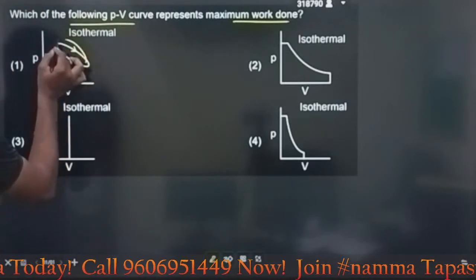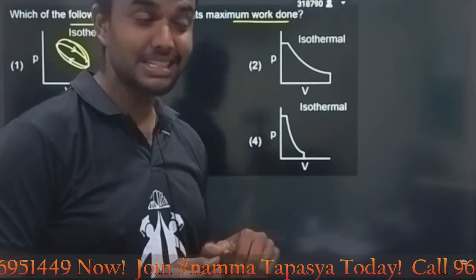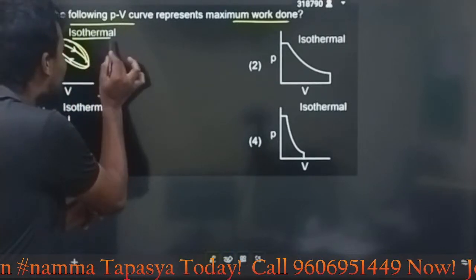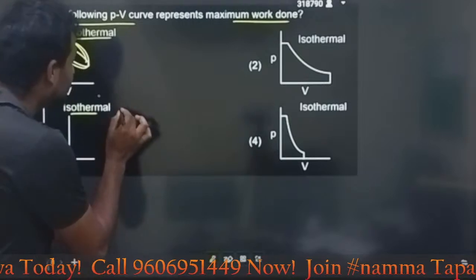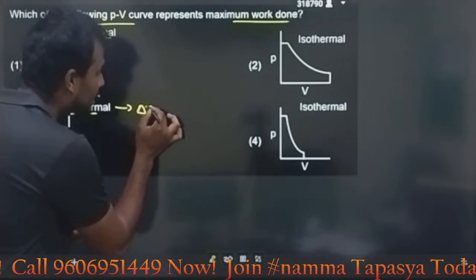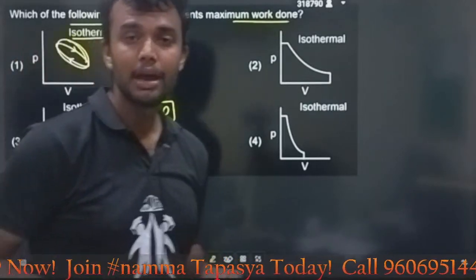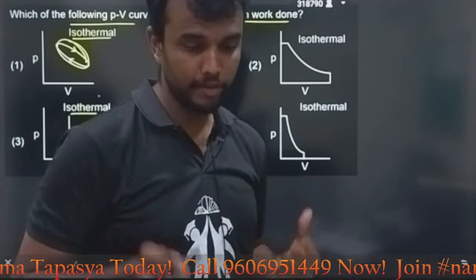First one. What is this an example of? This is an example of a cyclic process. Correct? And also, look here, they are giving an isothermal process. What is the meaning of isothermal? There is no change in temperature. Delta T is equal to 0 for isothermal. Isobaric delta P, isochoric delta V, and adiabatic no exchange of heat.